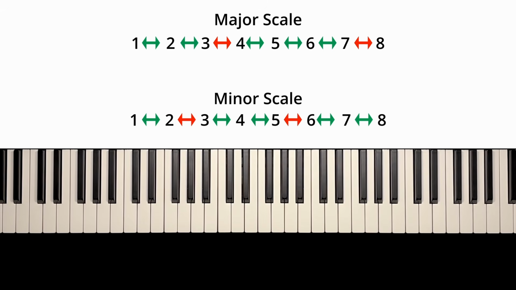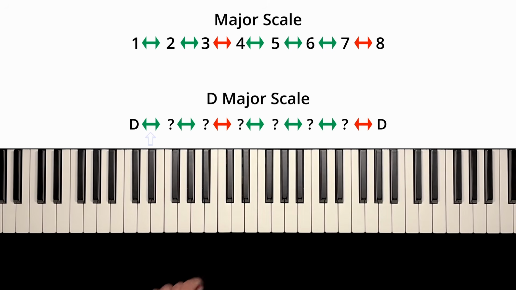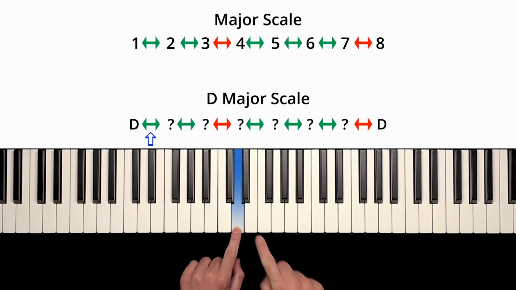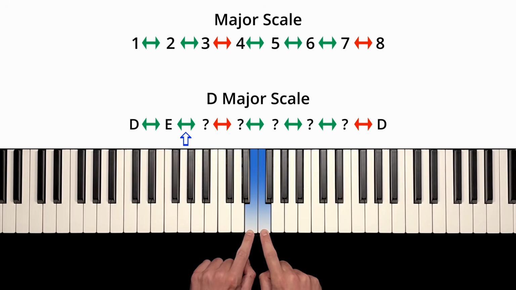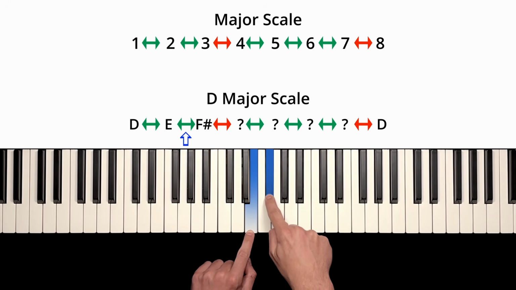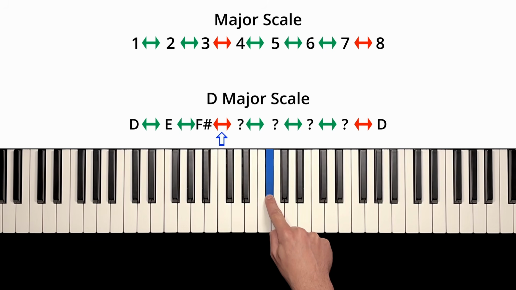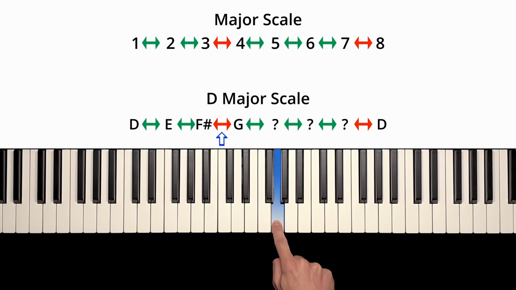Just to give an example, let's build a D major scale. The first step is a whole tone, which takes us from D to E. Now we need another whole tone. Since E and F are only a semitone apart, our third note has to be F sharp. The next step in our scale is a semitone. So we move from F sharp to G.